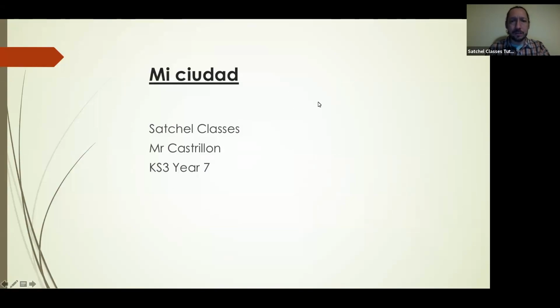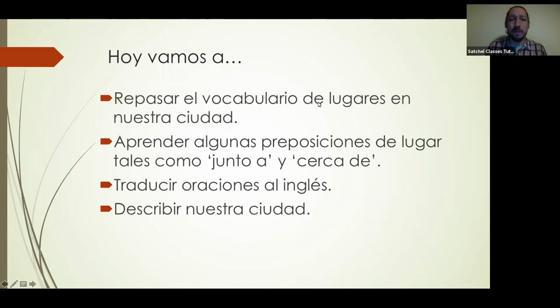Okay, so let's have a look at the topics today. Hoy vamos a repasar el vocabulario de lugares en nuestra ciudad. Vamos a aprender algunas preposiciones de lugar, tales como junto a y cerca de. Hoy vamos a traducir oraciones al inglés y vamos a describir nuestra ciudad.